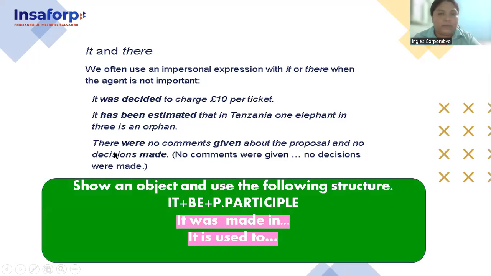So let's see. Now, you have a task. Listen, you have to show me an object and use the following structure. It was made, for example, let's see. Can you see my cell phone? Yes. Okay, it's not an eye. But, well, okay. It was made in Mexico. And it is used to chat with my friends and talk with my students.